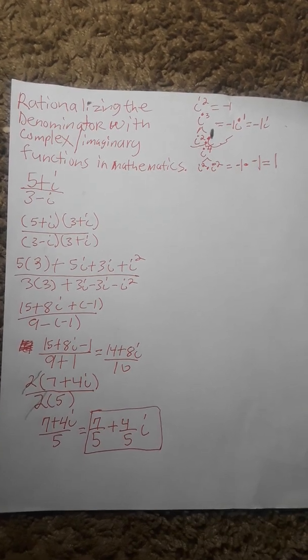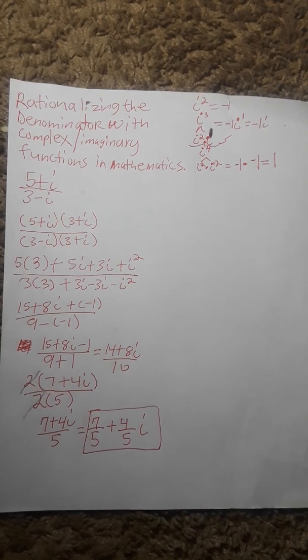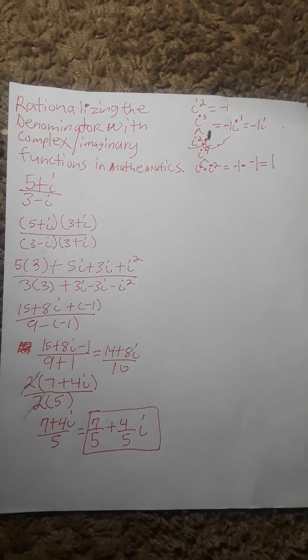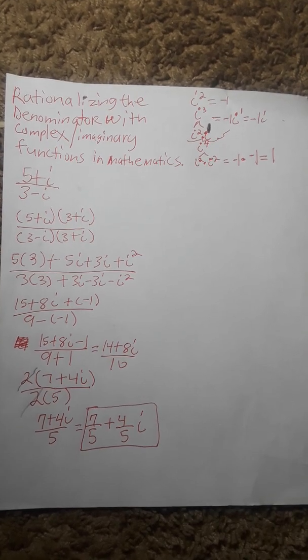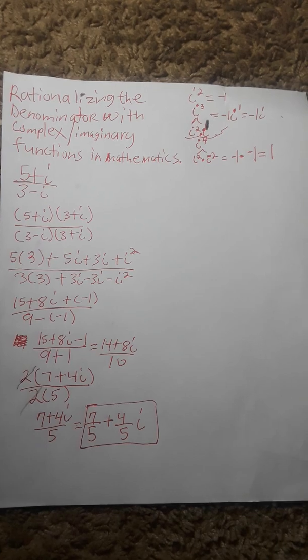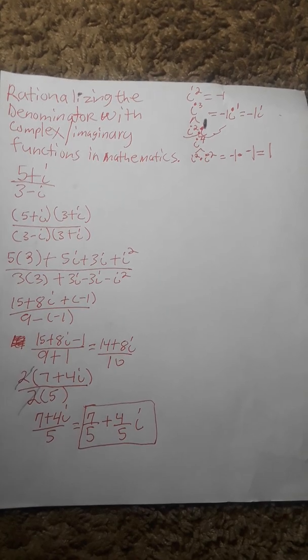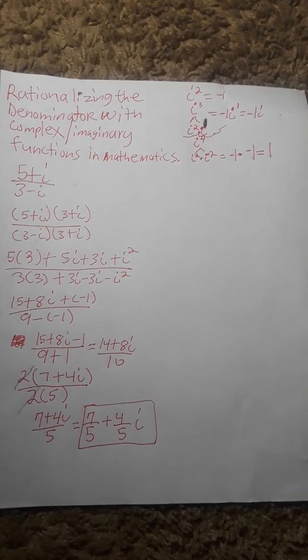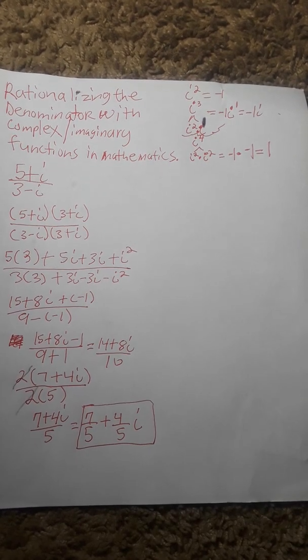Here we see we can factor out a common term of 2 in the numerator and denominator, which gives us 2 times 7 plus 4i divided by 2 times 5. And we cancel out the 2's, and we're left with 7 plus 4i divided by 5, which breaks down to be put in the form of a plus bi of 7 divided by 5 plus 4/5 i.